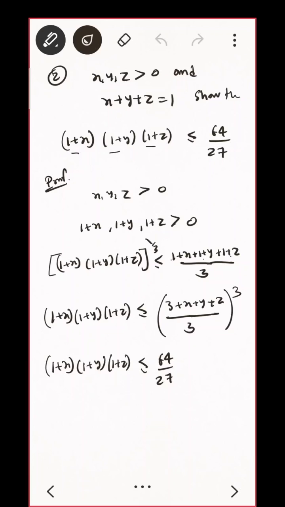Are you done? Should I go ahead? You can take the screenshot also if you want. Let me write it later, because the main thing is I don't want to waste time giving you time to write. Understanding is important in our case.